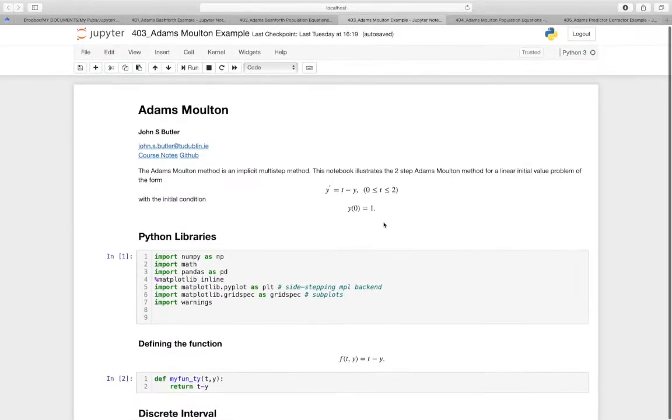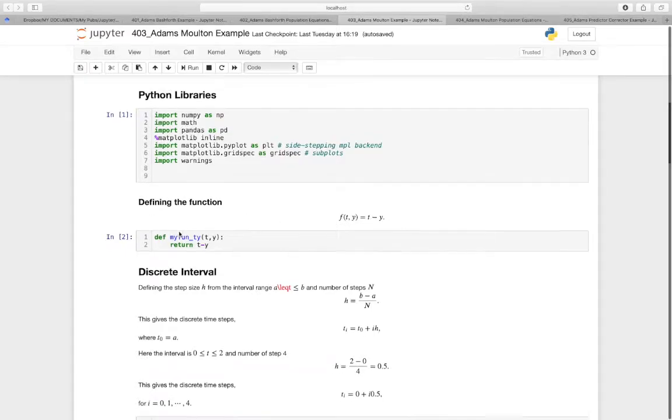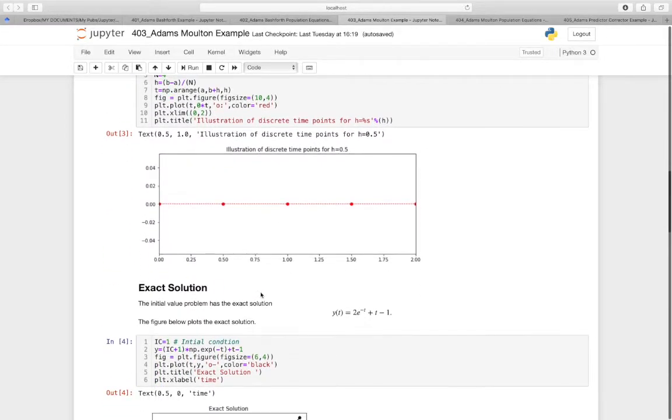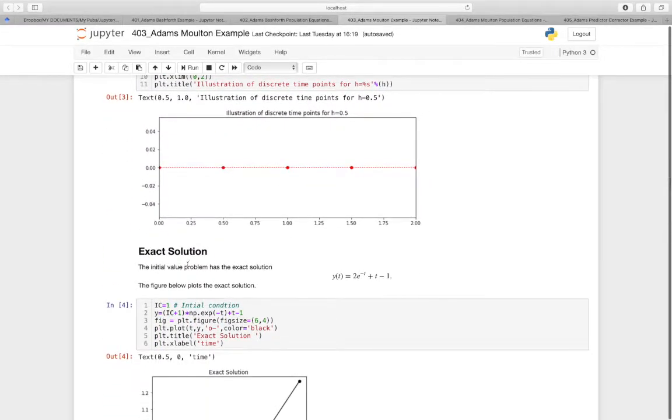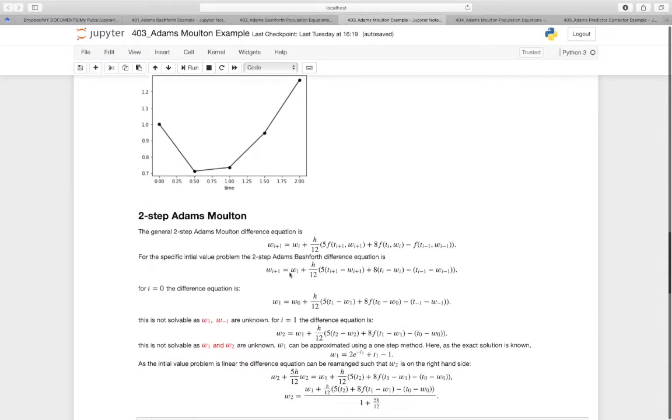So, as always, read in the libraries, defining our function f(t, y) = t - y, discretizing our interval such that we have a step size of 0.5, and as before, we know the exact solution of this problem, so it's plotted here.